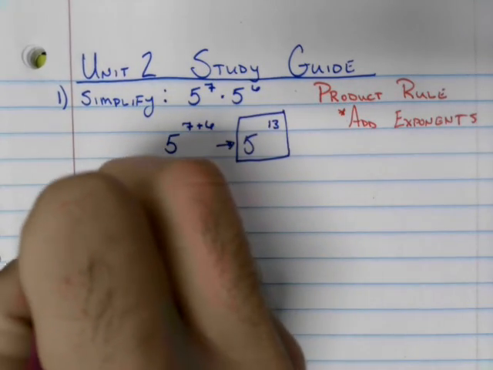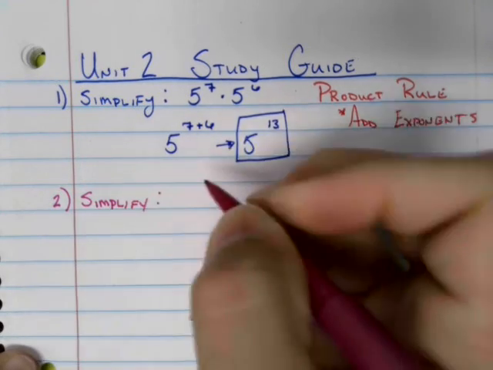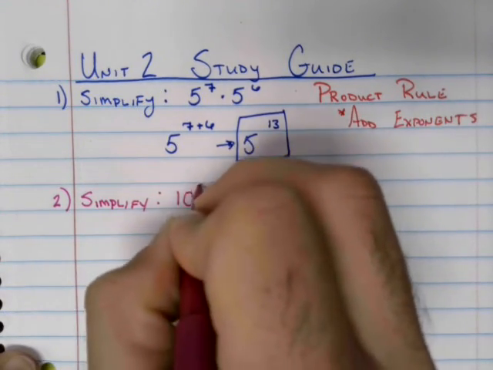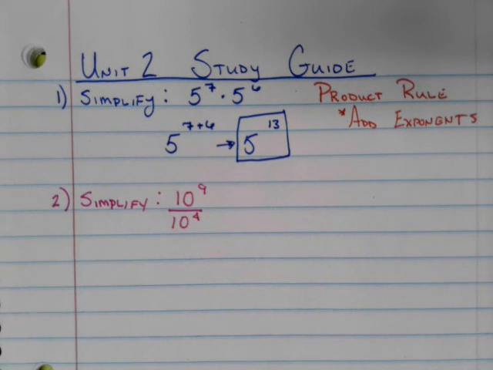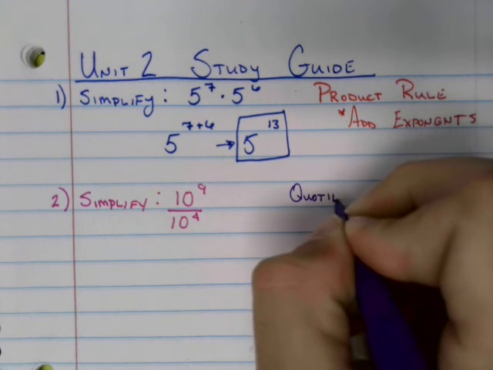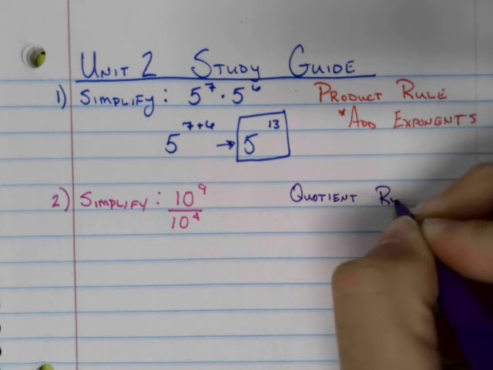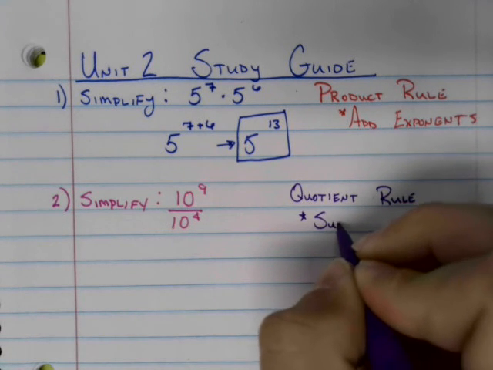Number 2, also asking us to simplify. And we have 10 to the 9th over 10 to the 4th. And what rule are we using here? We're using your quotient rule because we have division. All right, with your quotient rule, remember we subtract our exponents.